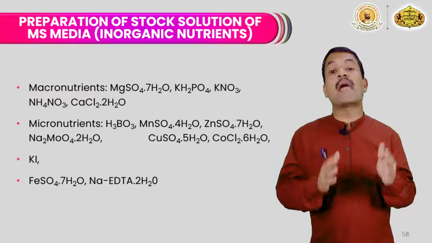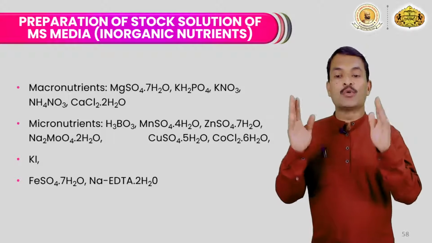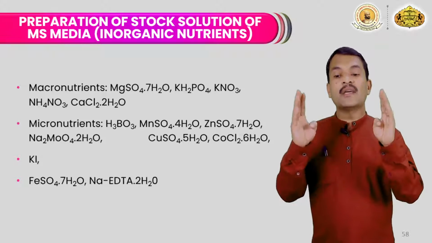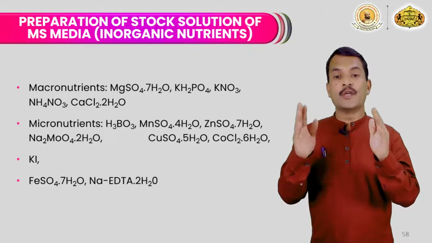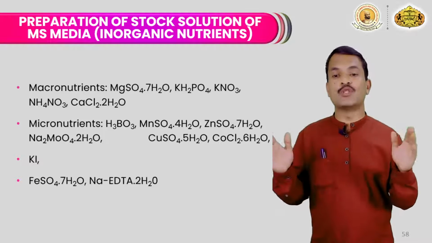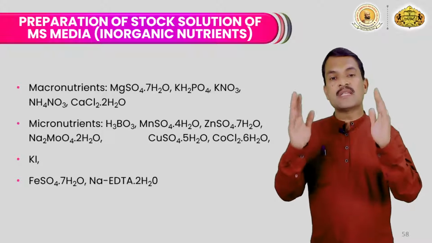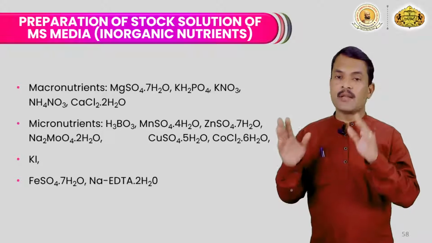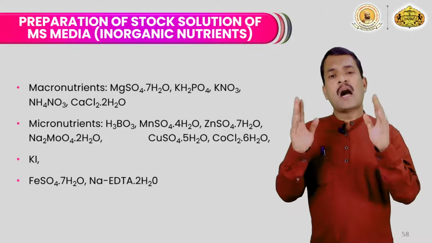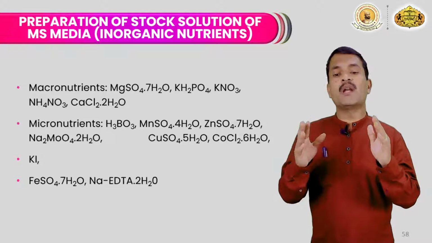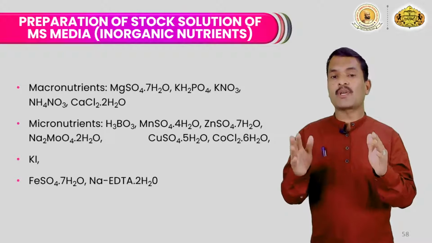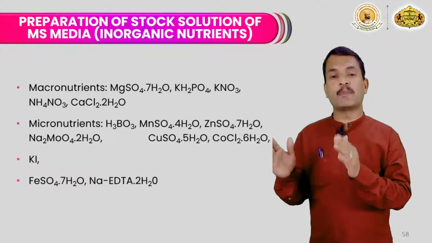Then you have to take the micronutrients. While preparing the micro elements, you have to remember that the iron sulfate is prepared in the form of iron EDTA solution, right? So this should be prepared separately, and that is very important. Remember why it is prepared separately: because iron is prepared along with the chelating agent, that is the EDTA. So whenever we are talking about the iron, that will be prepared separately.